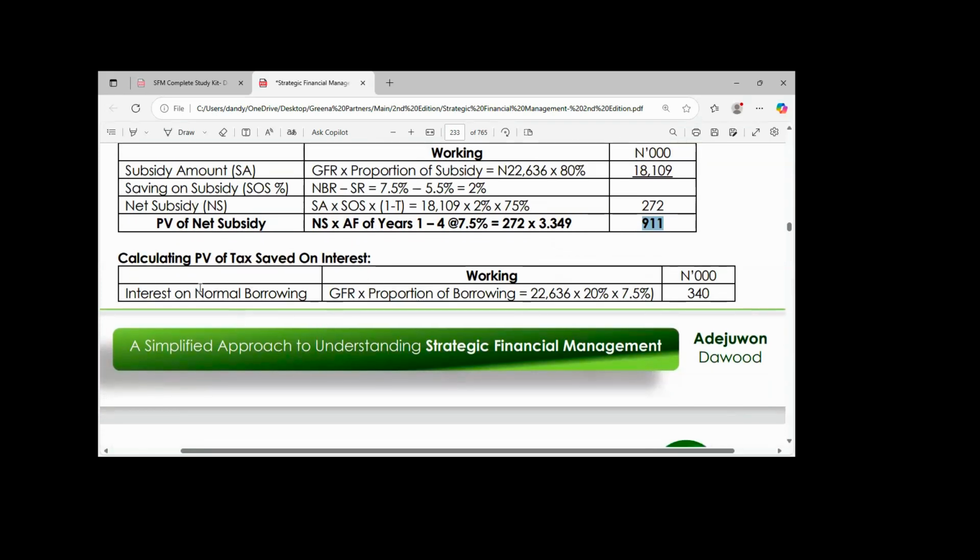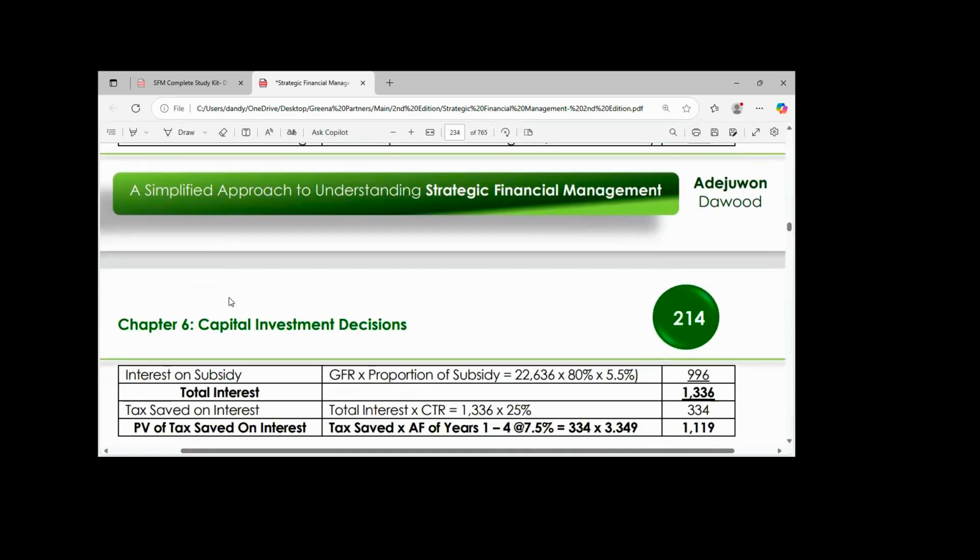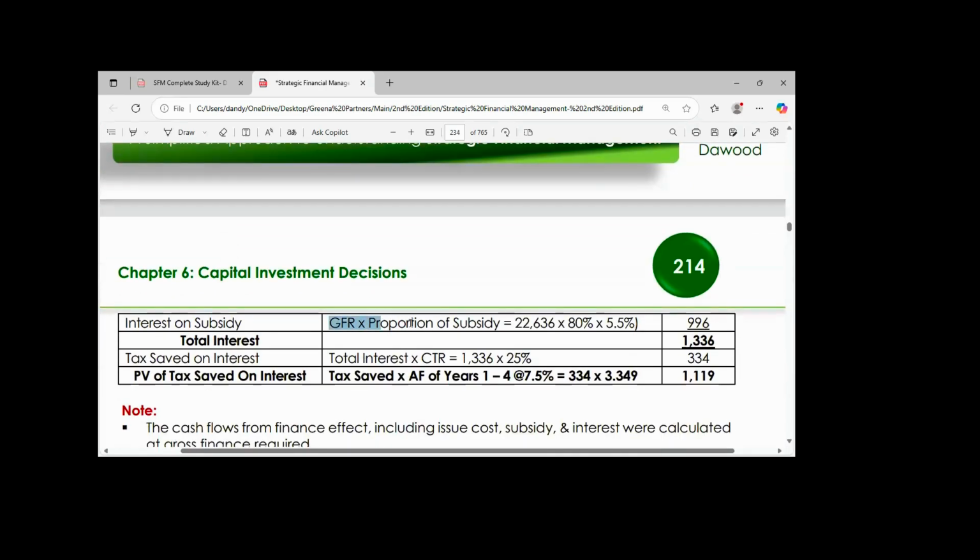To get the interest on the normal borrowing, you are going to multiply the gross finance required. You remember, the examiner told you that 80% is attributable to the subsidized loan. It means that 20% is for normal borrowing, so you just borrow in the market at 20%. Therefore, out of the gross finance required of 22,636, 20% is for normal borrowing. Then you multiply by the interest rate of 7.5%. Okay. All right. So that's what produced the 340. We also do the interest expense on the subsidized loan. All right. Gross finance required.